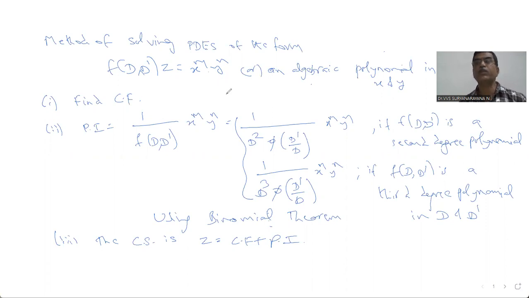And in this fourth video, we have discussed the method of solving f of D, D dash of z equal to x power m into y power n. So either a single term or a combination of various terms of this form. That means an algebraic polynomial in x and y. Okay. The next video will consider the general method when the right hand side is any other function other than 0, exponential, sin ax plus by, cos ax plus by, or x power m y power n. Other than these four, if we get any other function such as log x plus log y, or log of ax plus by, or root of x plus y, any other function will be covered in module number 5 that we'll discuss in the next video. Okay.